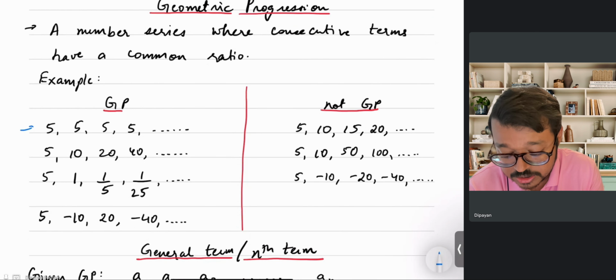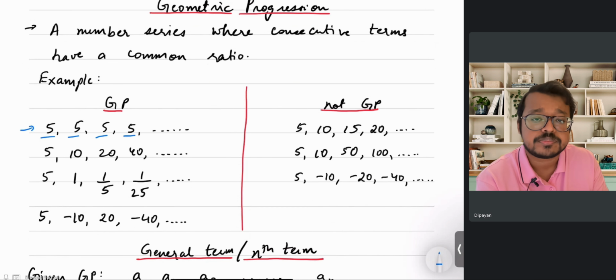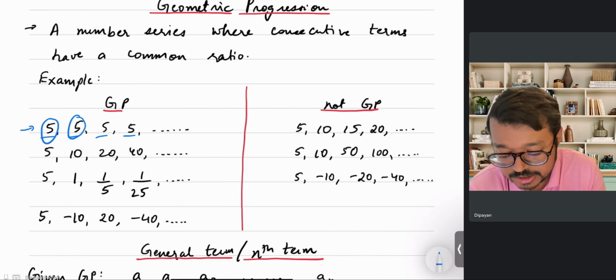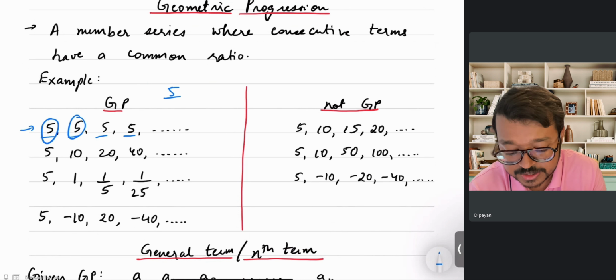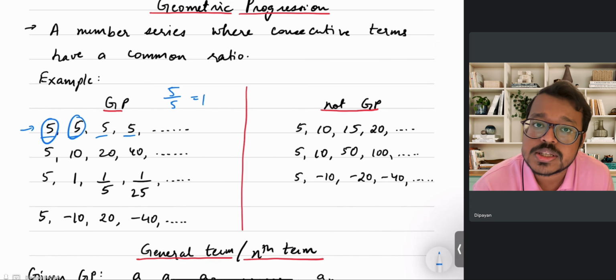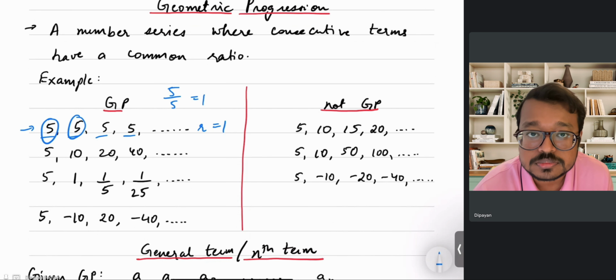Let's say the first one. Again, we have just the numbers 5, 5, 5, 5 repeating like that. Now, if I see the second term divided by the first term, 5 divided by 5 is equal to 1. So this is happening throughout the series. So it has a common ratio. We call it R, and in this case it is equal to 1.